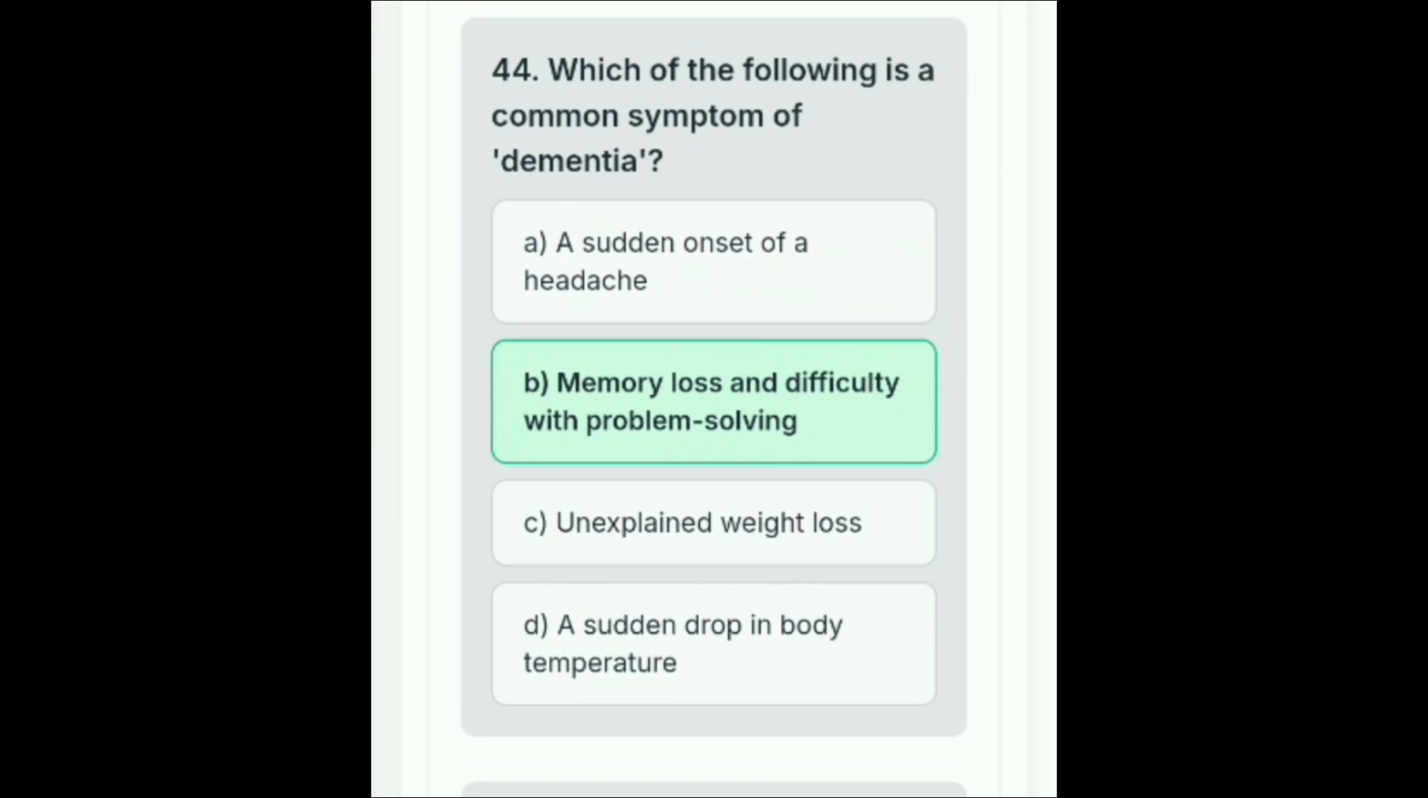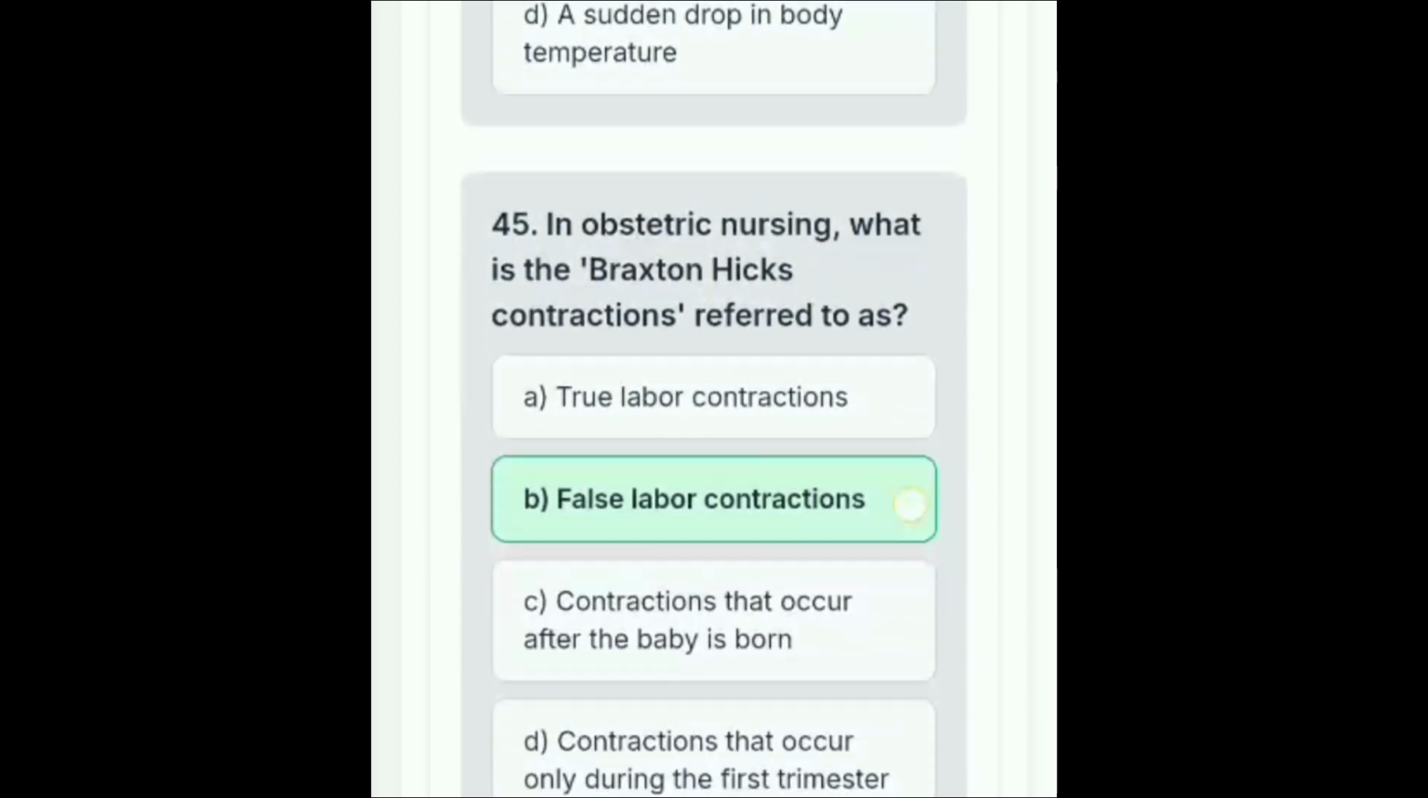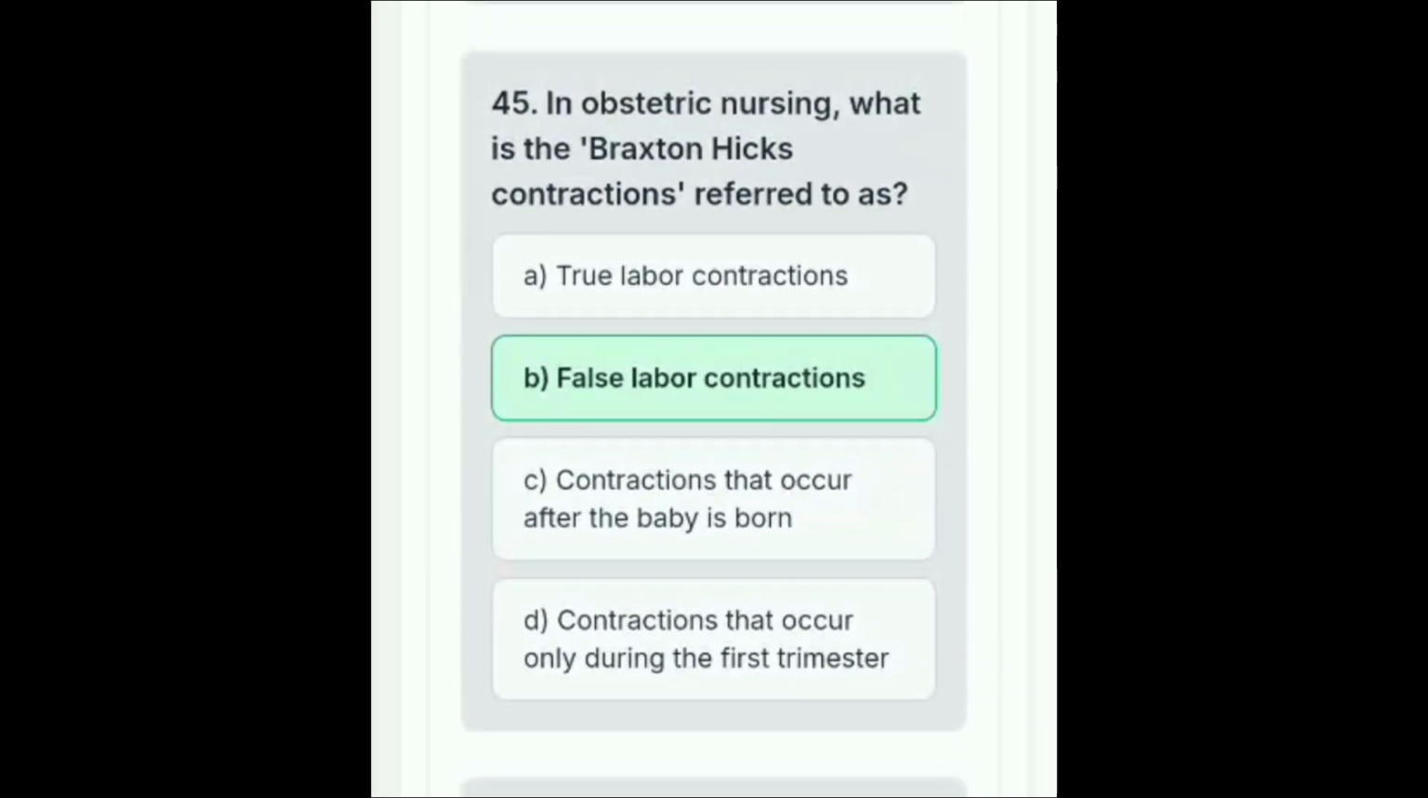Which of the following is a common symptom of dementia? Option A, a sudden onset of a headache. Option B, memory loss and difficulty with problem solving. Option C, unexplained weight loss. And D, a sudden drop in body temperature. So the B is correct.